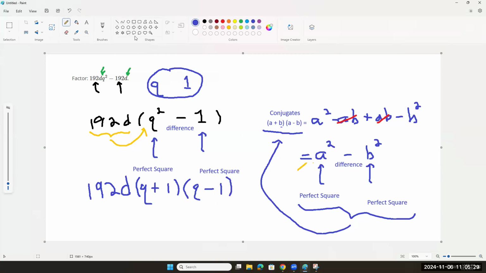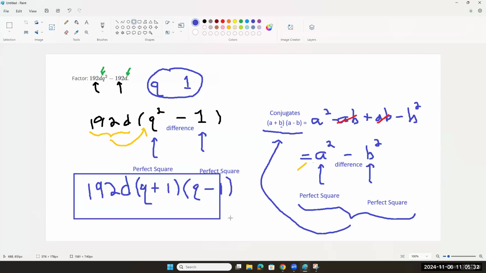And so what we're going to submit as our answer is that expression. First, we factored out a common term, and then we factored the difference of squares using this work here to guide us. And this is the final expression.